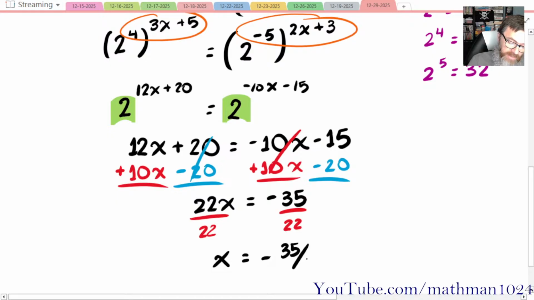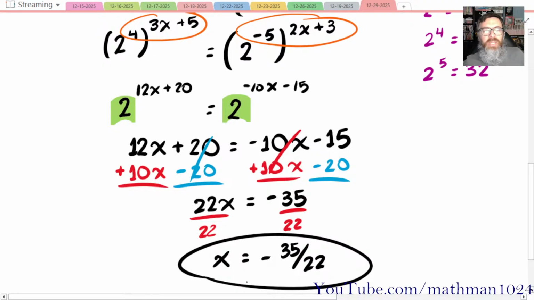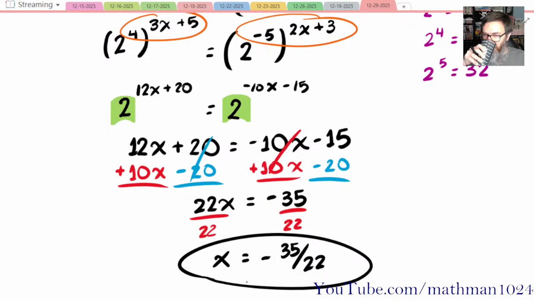So I end up with negative 35 over 22. Again, do your best to simplify. 22 is made up of 2 times 11, and neither of those is a factor of 35, so you're just going to be done here. So again, find that common base, and life should be nice and easy.